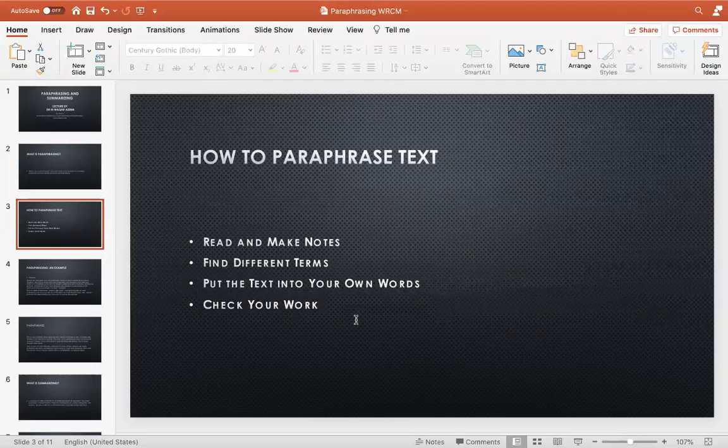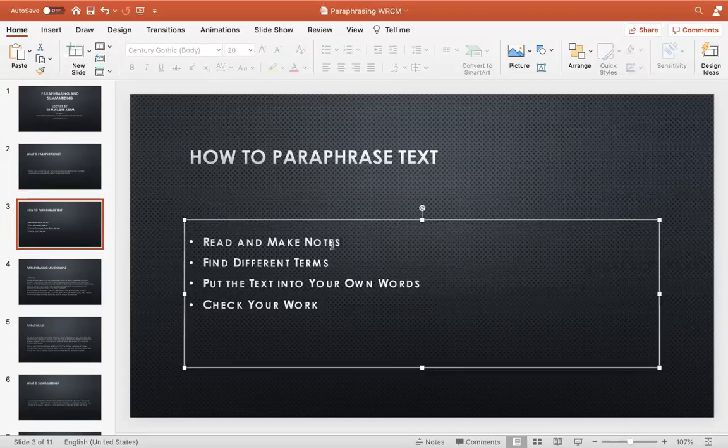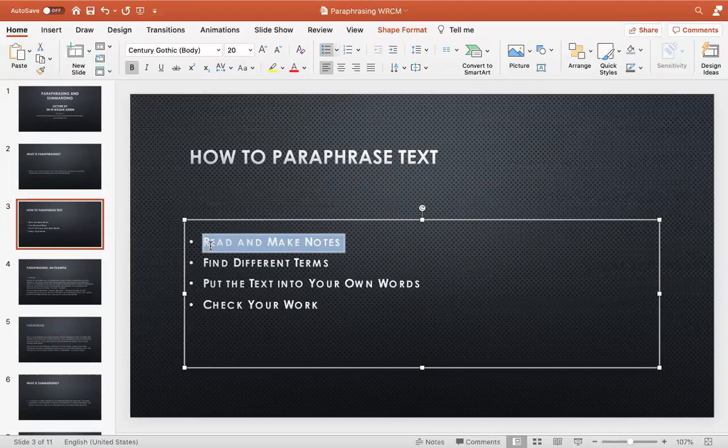So how do you paraphrase the text? The first step is you read and make notes. Here you should recall the SQ3R strategy. When you take notes, you have to take notes in an effective manner. We also learned, along with the SQ3R strategy, the note-taking skill as a separate lesson. So note-taking is a step towards paraphrasing a text.